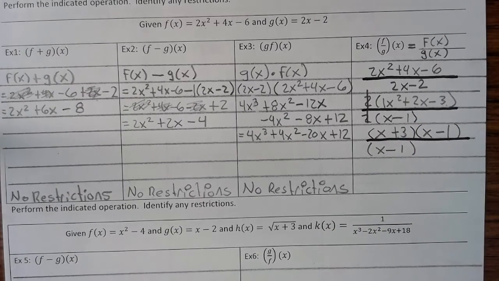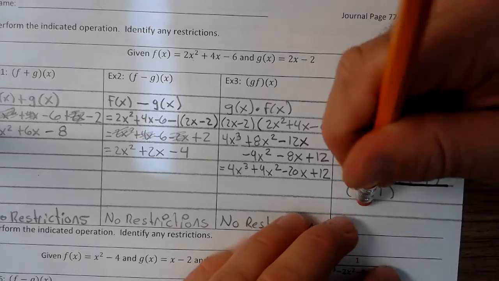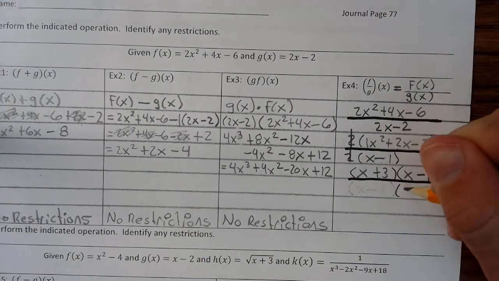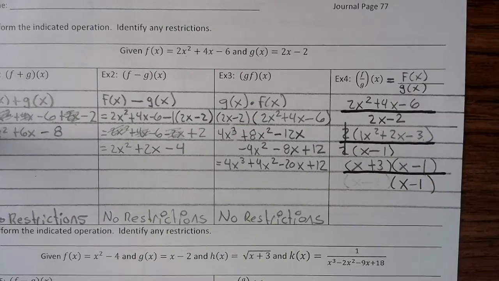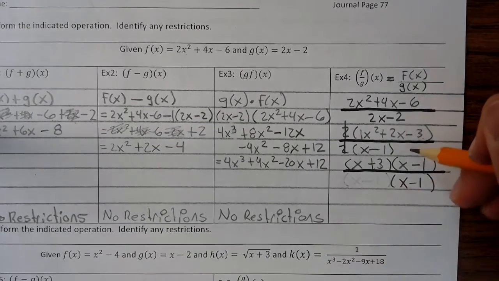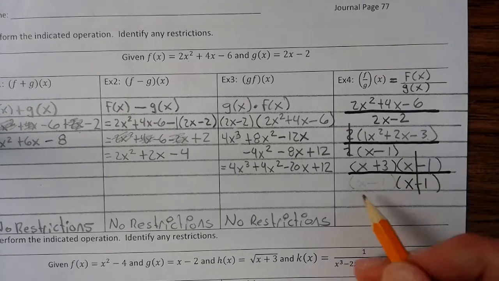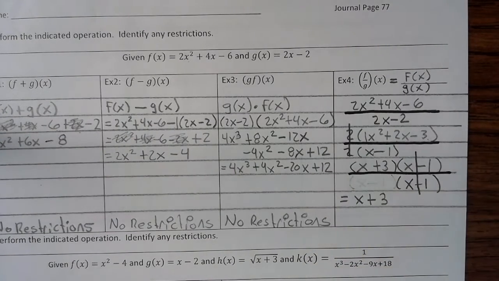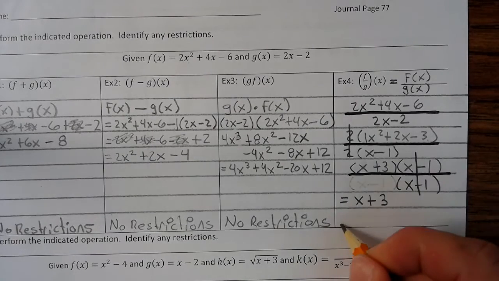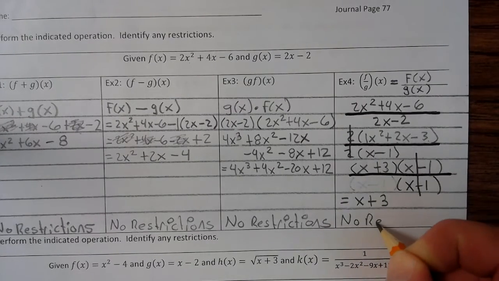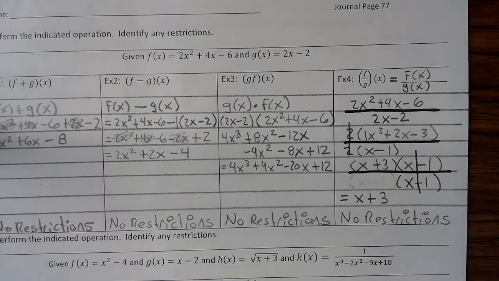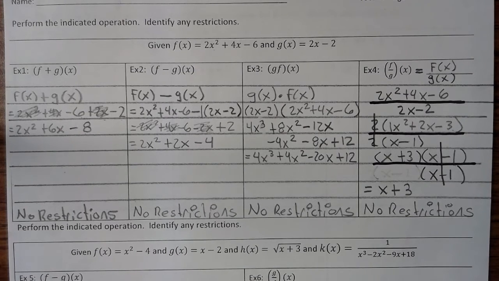Okay? Now, I'm actually going to move the x minus 1 underneath here, because you should see that anything divided by itself is 1. So you're left with x plus 3, which leaves us with no denominator, no square root, so there's no restrictions. All right, go ahead and finish up examples 1 through 4.